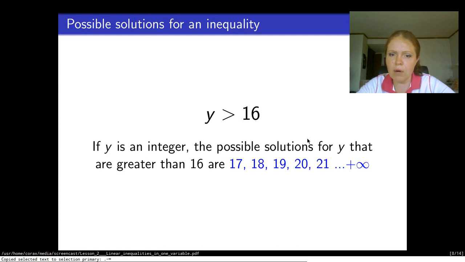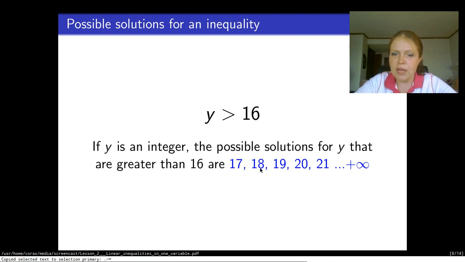Another example, y is greater than 16. Again, we are talking about integers only right now, about whole numbers. The solutions for this inequality are numbers 17, 18, 19, and so on, until positive infinity. As you can see, all of these numbers are solutions because all of them make this inequality true. 17 is greater than 16.